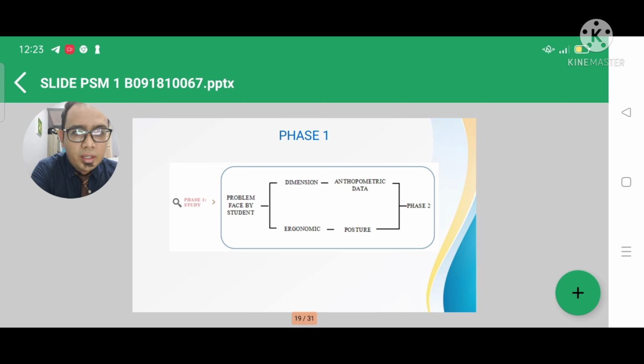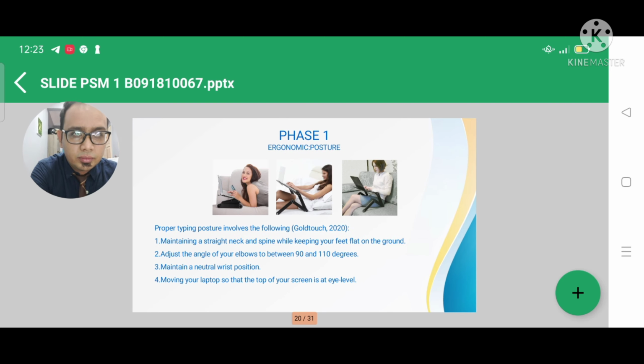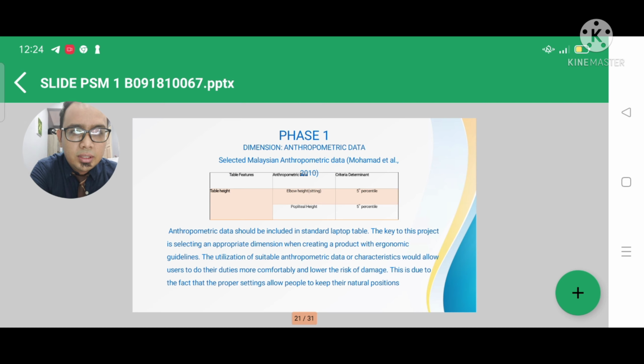For phase 1, this is the flowchart of phase 1. Ergonomic posture. Proper typing posture involves the following: maintaining a straight neck and spine while keeping your feet flat on the ground. Second, adjust the angle of your elbow to between 90 and 110 degrees. Maintain a neutral wrist position, and move the laptop so that the screen is at eye level.